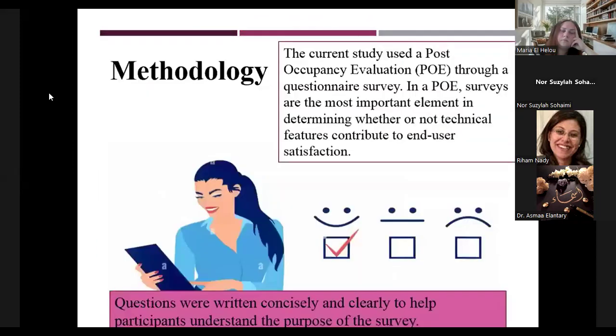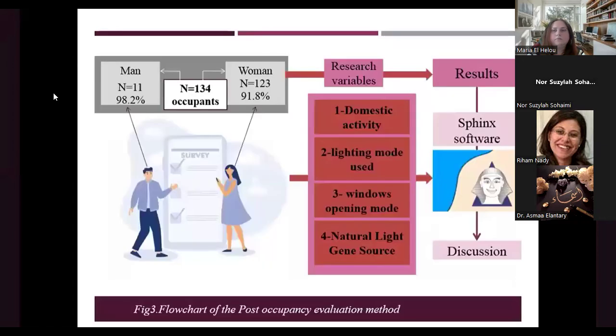The current study used post-occupancy evaluation through a questionnaire survey. Post-occupancy evaluation surveys are the most important element in determining whether or not technical features contributed to end user satisfaction. Questions were written concisely and clearly to help participants understand the purpose of the survey. 134 occupants responded to this questionnaire, divided into 4 sections. The first one, domestic activities. Second, lighting mood used. The third, windows opening mood. And the last section, natural light source.